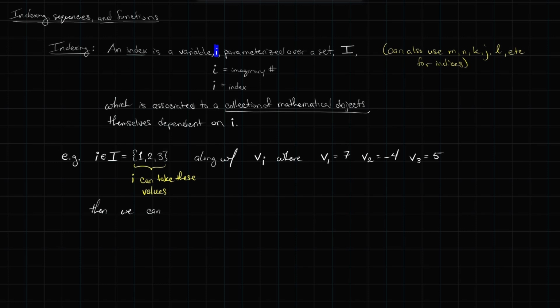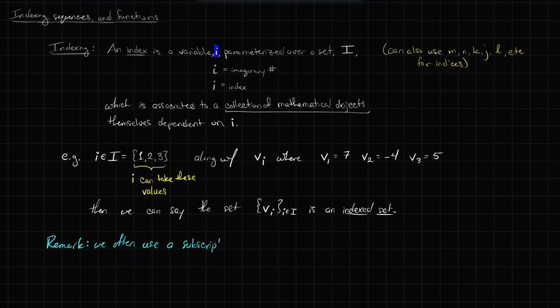Then we can say the set {v sub i : i in I} is an indexed set. So basically, this collection, also known as a set, is going to be dependent on the index i. So whatever that index happens to be, it'll help us define a set. And we often use, this isn't necessarily always true, but I'll make it as a remark here, we often use a subscript or superscript to denote an indexed object.